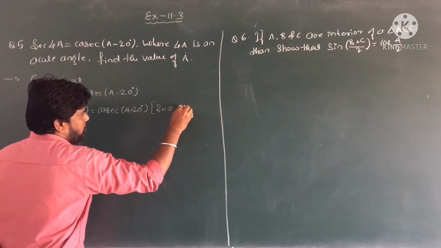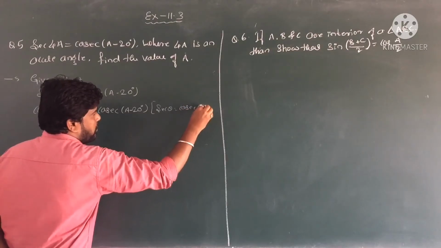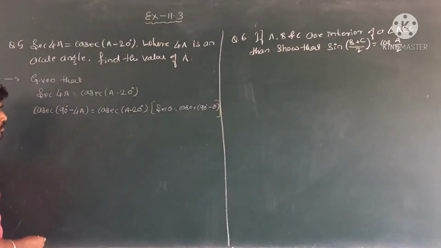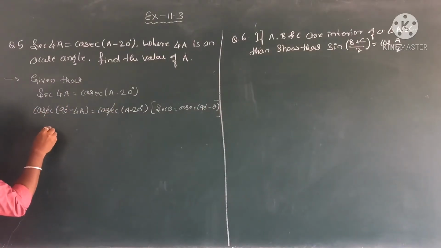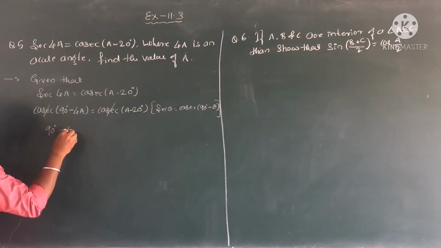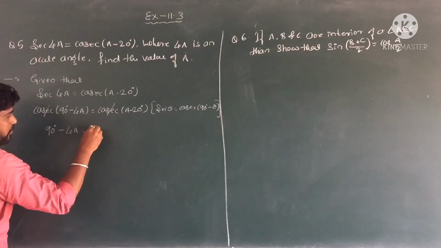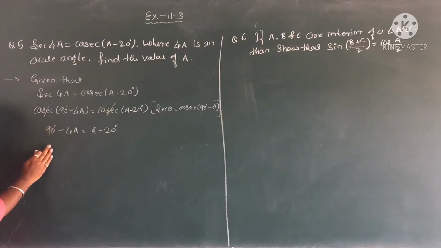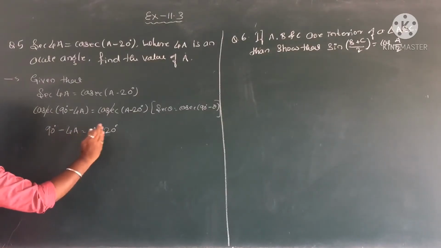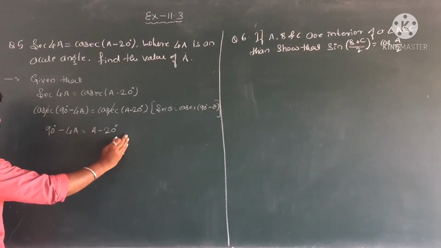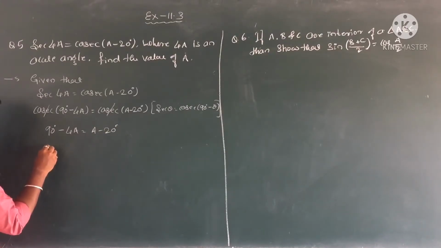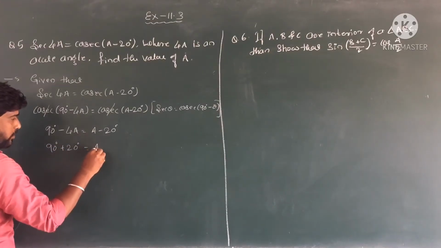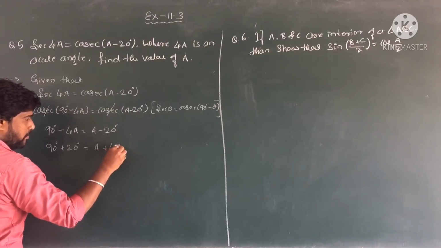Sec theta is equal to cosec 90 minus theta, right? So both sides cosec get cancelled. Remaining 90 minus 4a is equal to a minus 20. Minus 20 comes this side, this becomes plus 20. Minus 4a goes that side, that becomes plus 4a. So now 90 plus 20 degree is equal to a plus 4a.